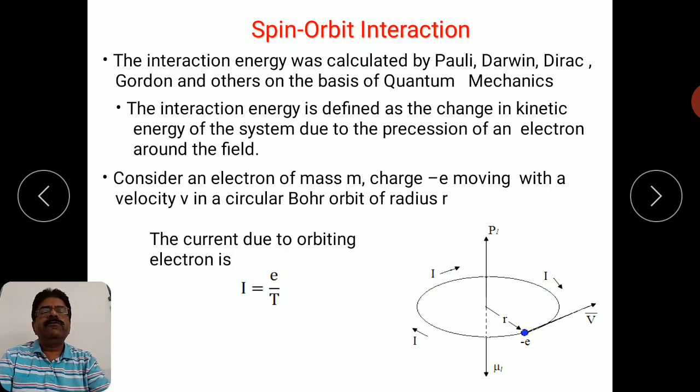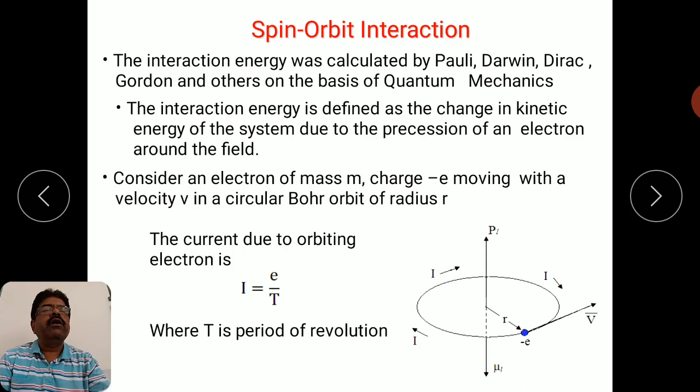Current is usually defined as the rate of flow of electric charge. The electric charge is the electron charge e here, and the rate means how much time it takes to complete one cycle, which is the periodic time. So e/T gives the value of the current I in this circular orbit.